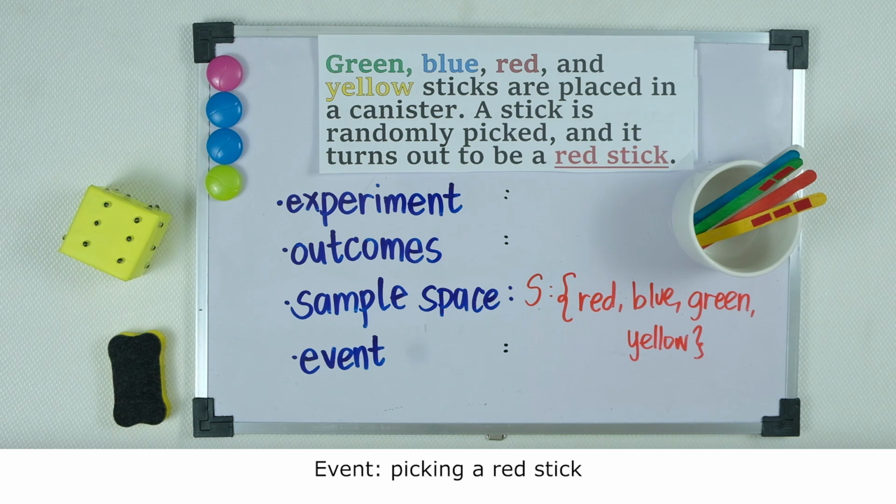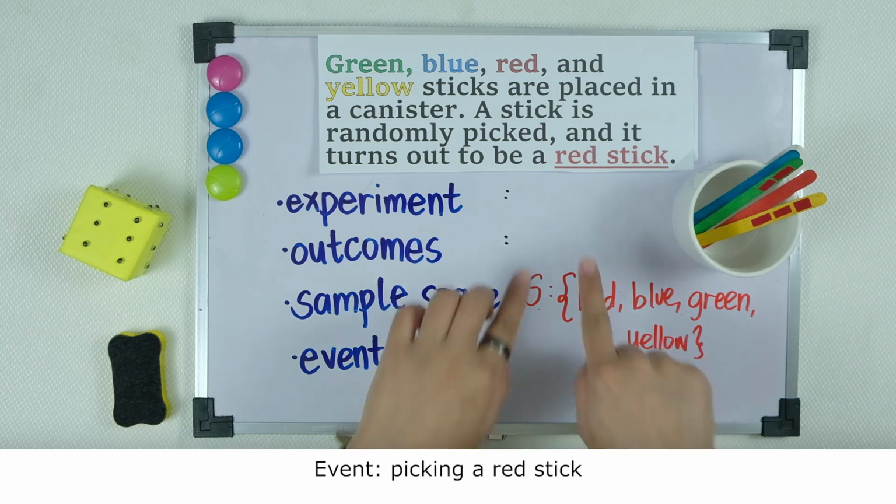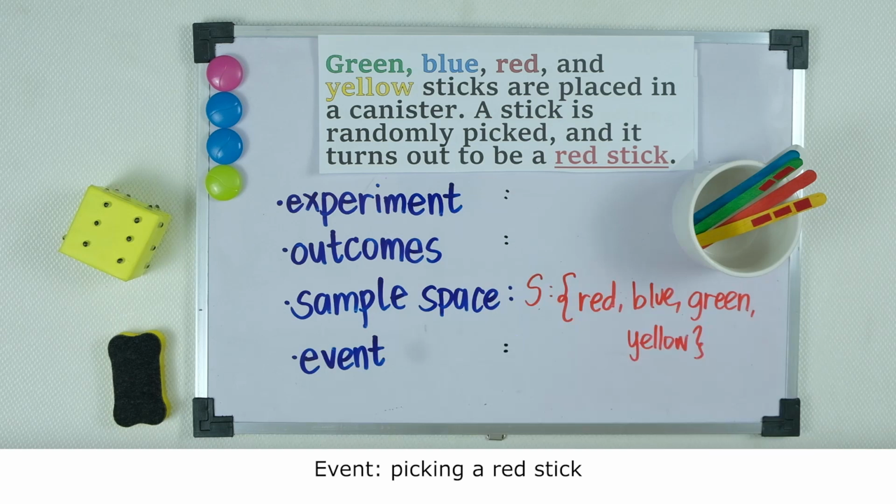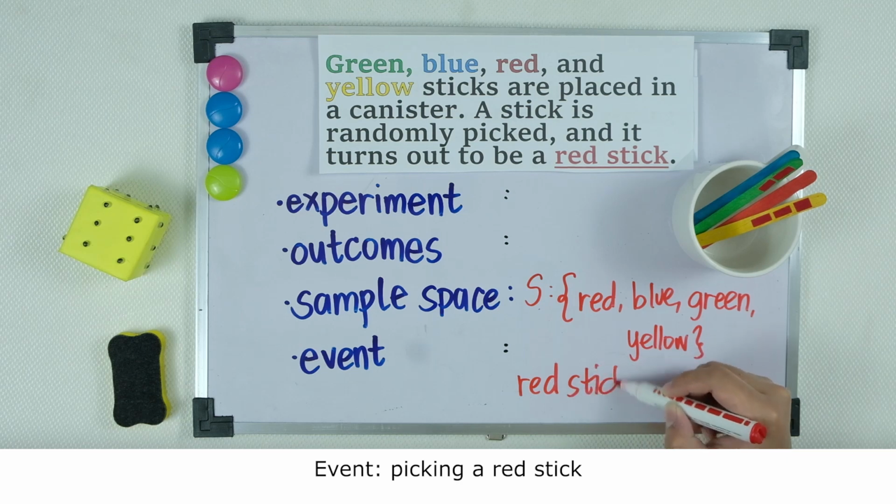Now that we have the sample space, let's move on to the event. What do you think is the event in our given situation? Indicated in the question earlier, it would be the red stick. So our event here is picking a red stick.